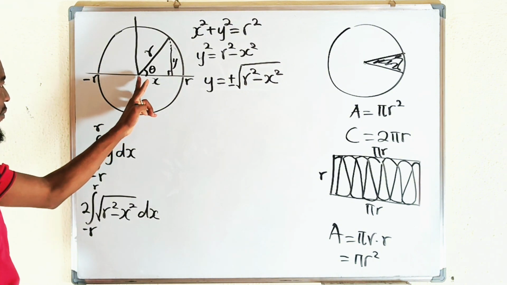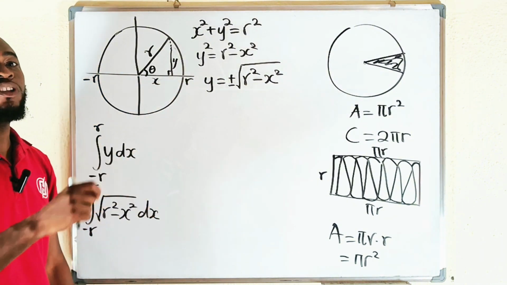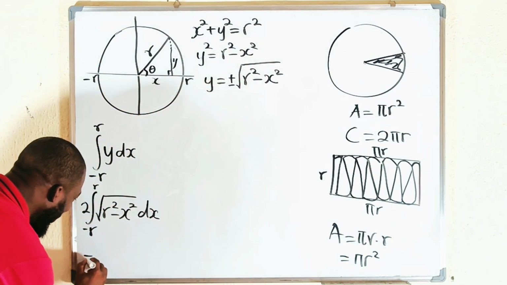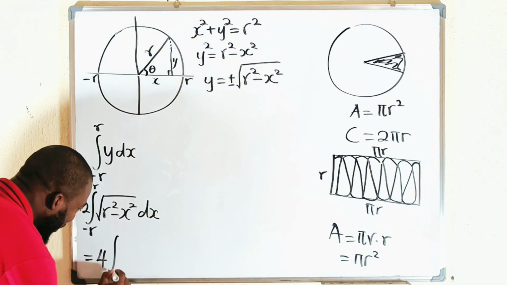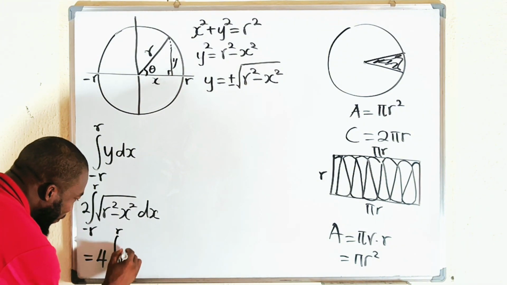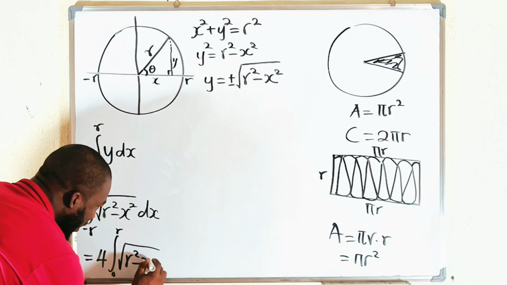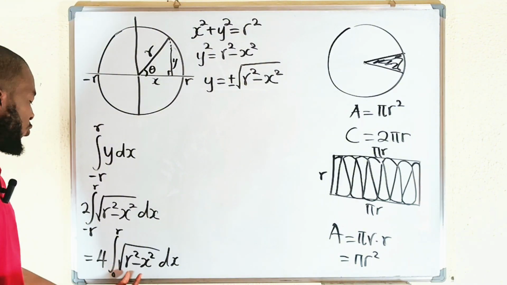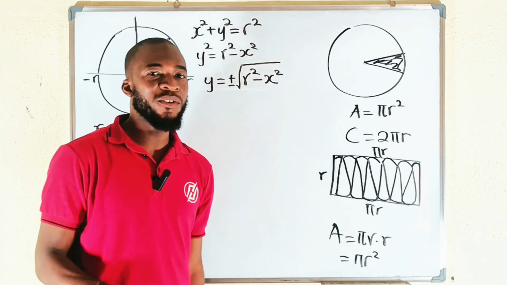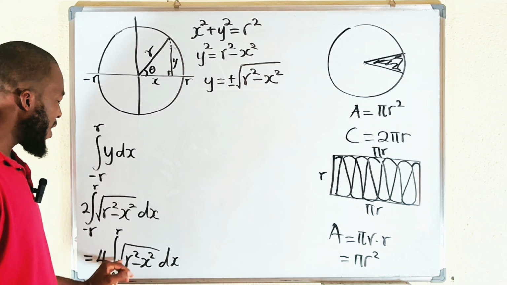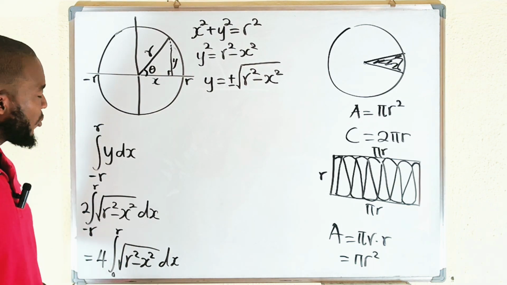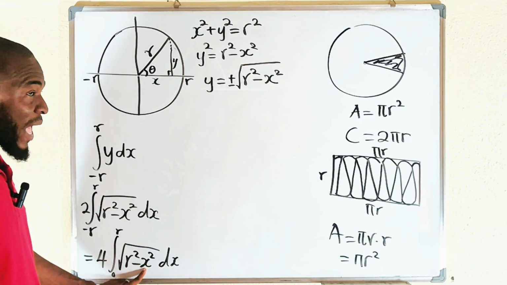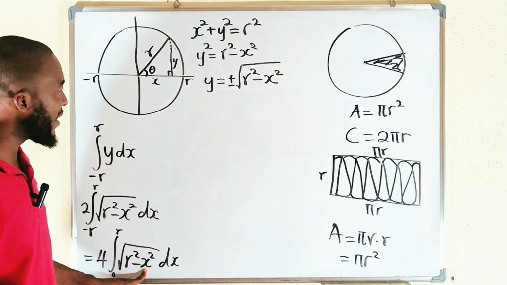Now, if we decide to integrate it from 0 to r, then we have to multiply by 4 because we have 4 quadrants and all of them are identical. So this is also equal to 4 multiplied by the integral from 0 this time around to r of the square root of r squared minus x squared dx. We are making progress. So this is what you need to integrate in order to get this formula pi r squared. But integrating the square root of r squared minus x squared with respect to x is not that simple. Instead, let us make a kind of substitution here. We can substitute x with a function in terms of theta.